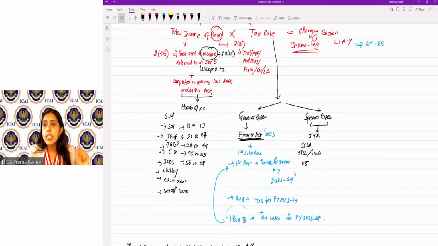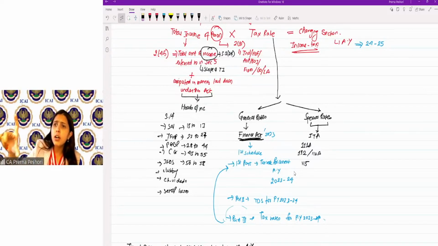And the individuals, if they wanted to opt in for that provision, they had to exercise that choice. So 115 BAC was the concessional tax rate provision. And the general tax rates were coming through the Finance Act. And if any individual wanted to opt in for 115 BAC concessional rates, they had to make that choice while filing their return of income.